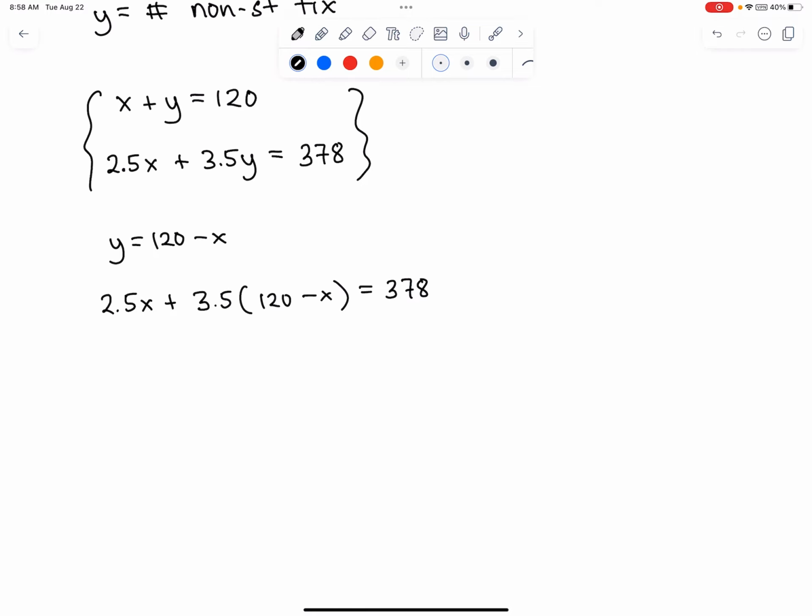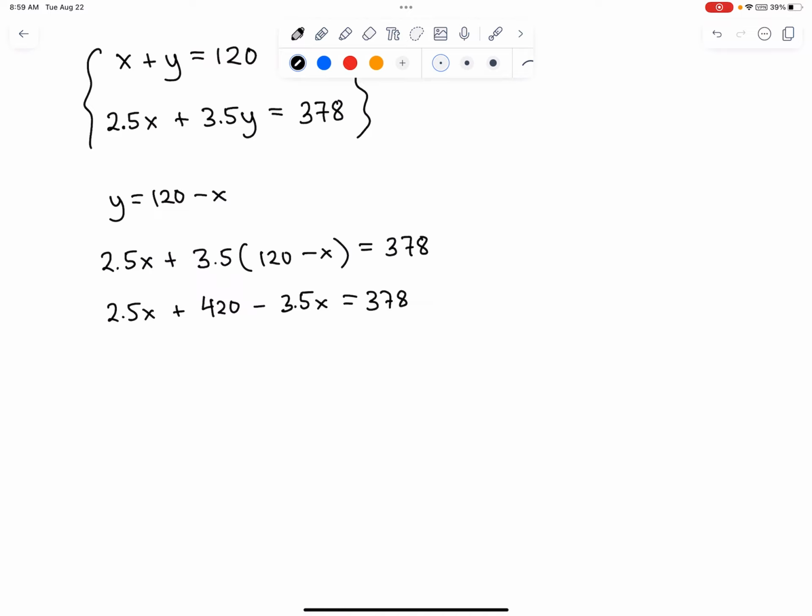So doing a little bit of algebra here, we have 2.5x plus 3.5 times 120 minus 3.5x equals 378. Combining the x terms, we have negative 1x, really, is what we get here. Negative 1x, so just negative x is good enough, is equal to, and I'm going to subtract the 420 to the other side, and 378 minus 420 is negative 42. And now multiply both sides by negative 1, and we get x has to therefore be 42. And this is the number of student tickets.